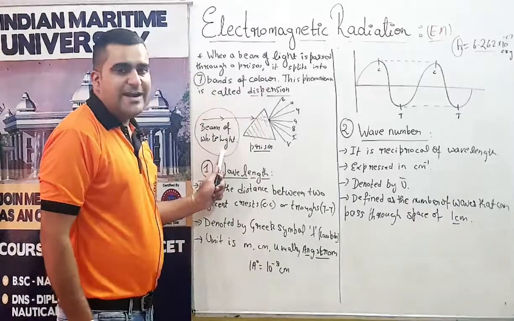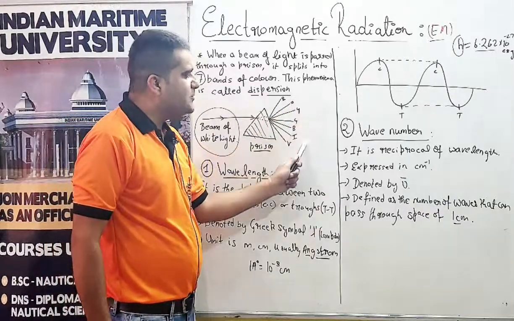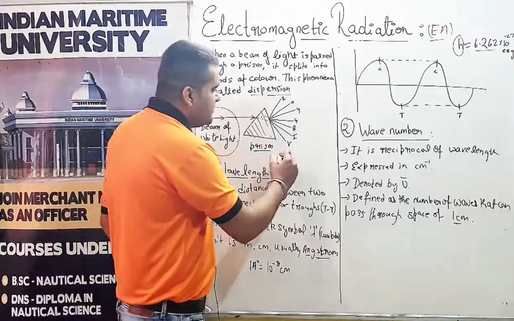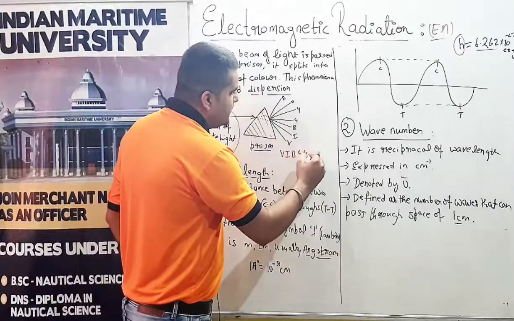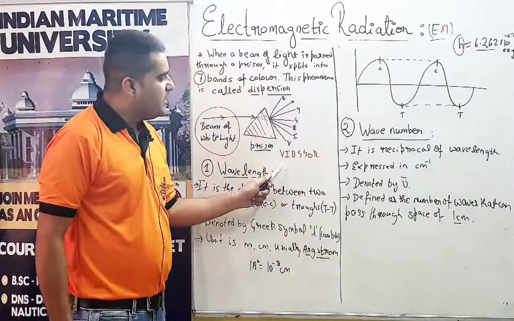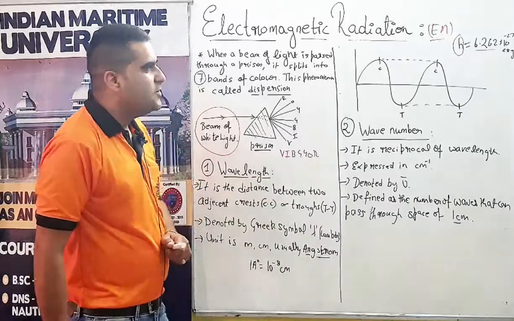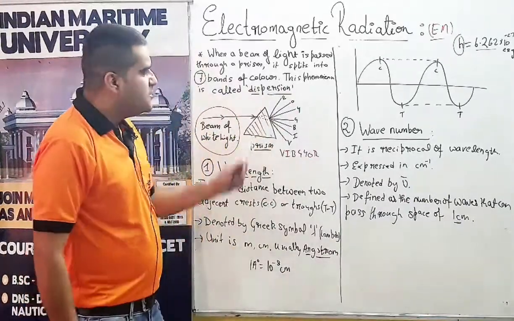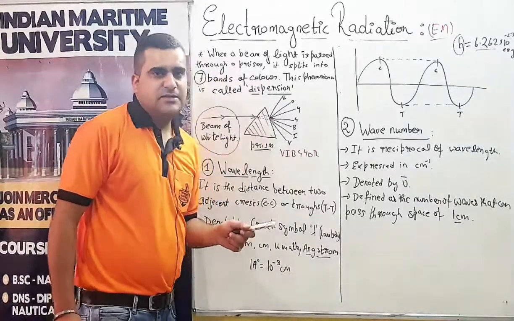Whenever a beam of white light is passed through this prism, it gets split into 7 different bands of colors, which are also represented as VIBGYOR: violet, indigo, blue, green, yellow, orange and red. This phenomenon is called dispersion. In simple terms, it is also called the phenomenon of splitting of light.